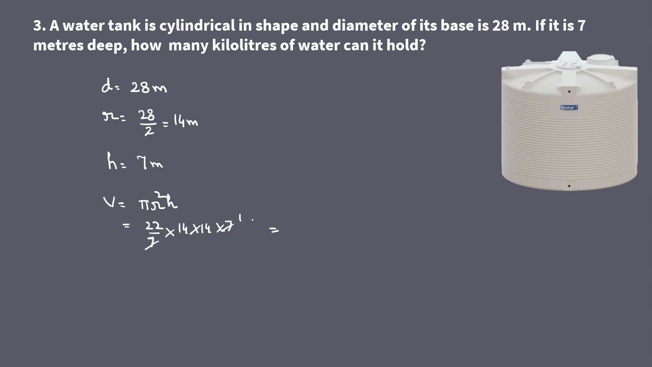7 ones are 7, 7 ones are 7. So on multiplying, 4312 meter cube. But we have to find the answer in kiloliters. Students, please note 1 meter cube is equal to 1 kiloliter. So our answer is 4312 kiloliters. 1 meter cube is equal to 1 kiloliter, that's why our answer is 4312 kiloliters. Now moving on to the next question.